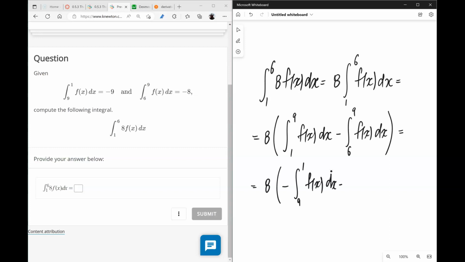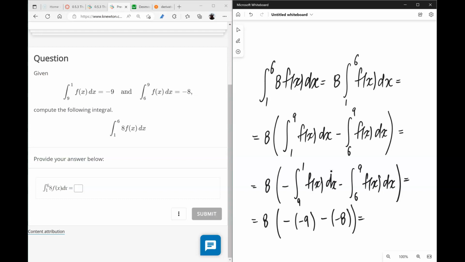And now we can see all the ingredients in place. So it's 8 times -9 minus -8. So it's 9 plus 8, 17. 8 times 17 is 136.